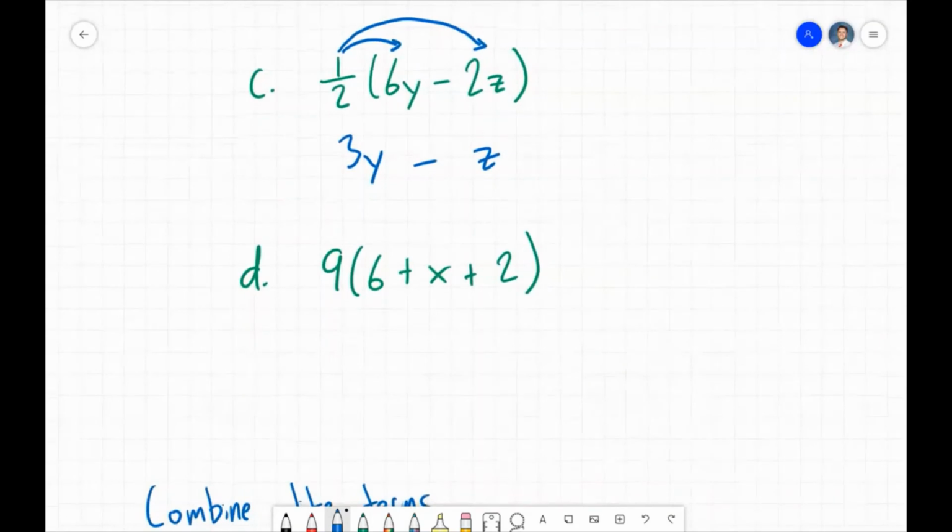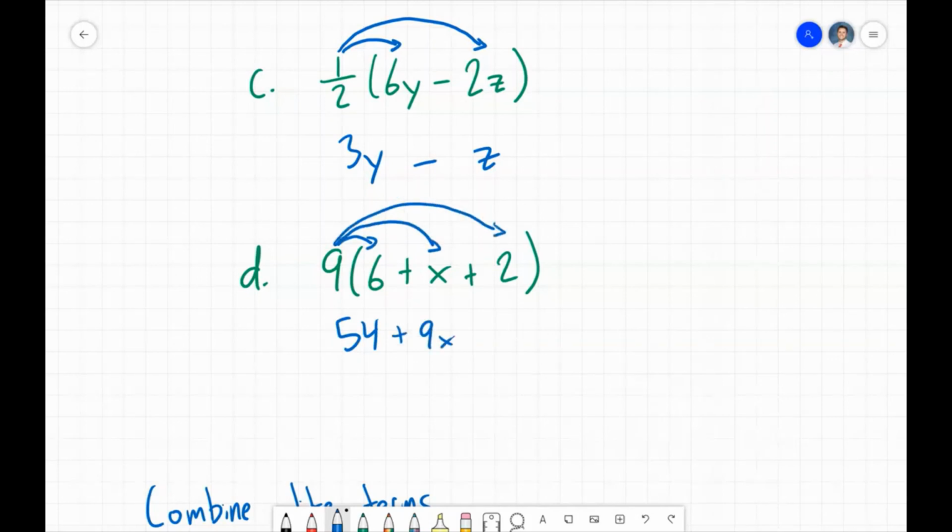Next one, we have 9 multiplied by the sum of 6 and x and 2. So again, we'll distribute this 9 across all 3 terms here. 9 times 6 is 54, plus 9 times x, which is 9x, plus 9 times 2, which is 18.